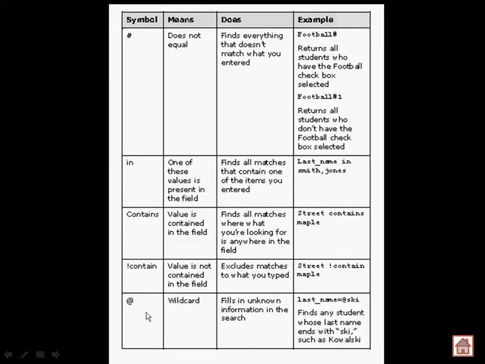And we have the wildcard also. The wildcard allows you to type in for characters that you don't know. For example, I know that the last name ends with SKI, but I don't know what it starts with. So I plug in the wildcard, equals, the wildcard, and then what I do know. And it'll find those names that end with SKI.